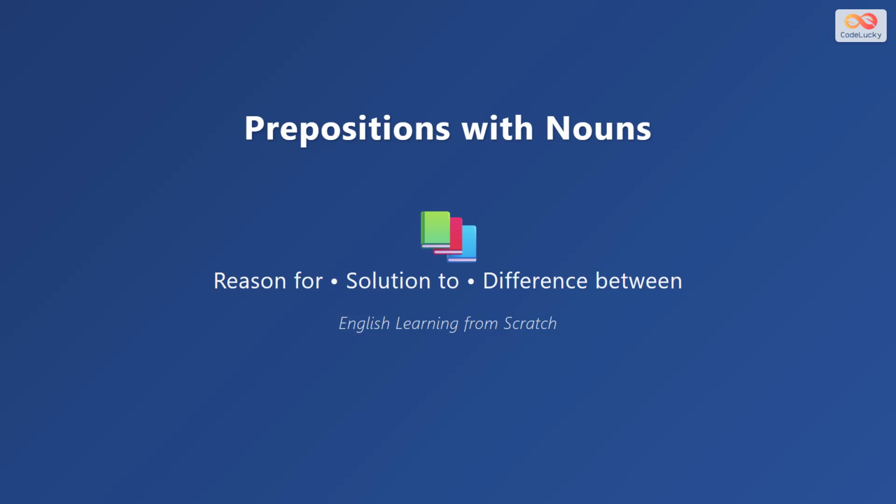Prepositions are words that link nouns, pronouns, and phrases to other words in a sentence. When combined with nouns, prepositions show the relationship between ideas. This lesson focuses on common patterns where nouns pair with prepositions such as reason for, solution to, and difference between. Understanding these pairs helps you form clear and correct sentences.